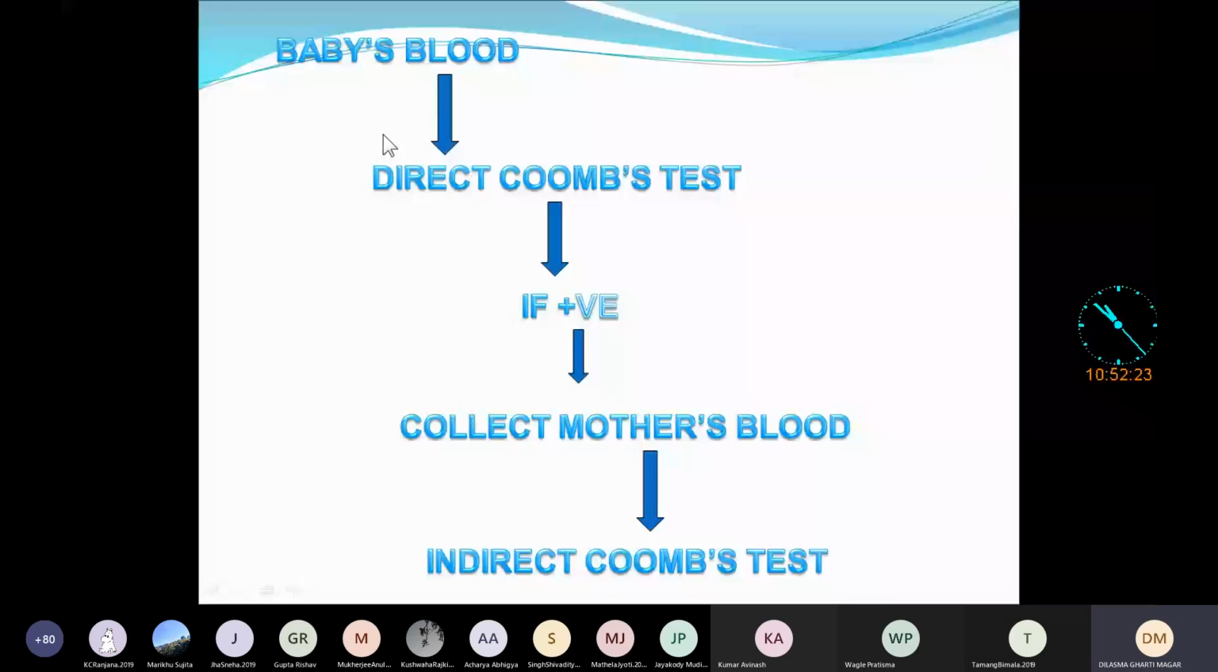Then if the baby's blood is positive, we will collect the mother's blood and do the indirect Coombs test. In the baby we do the direct Coombs test because the D antigen on the RBCs is attached with the antibodies, isn't it so? But in the indirect case, the mother will have these antibodies in the plasma. So that's why we'll do the indirect Coombs test.